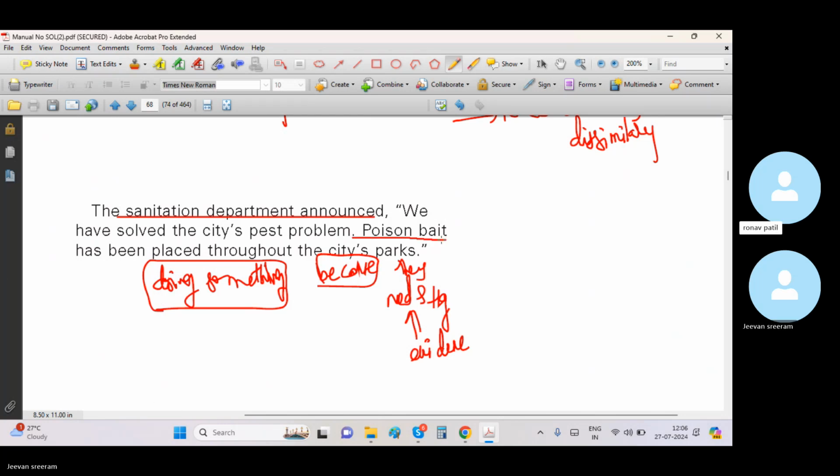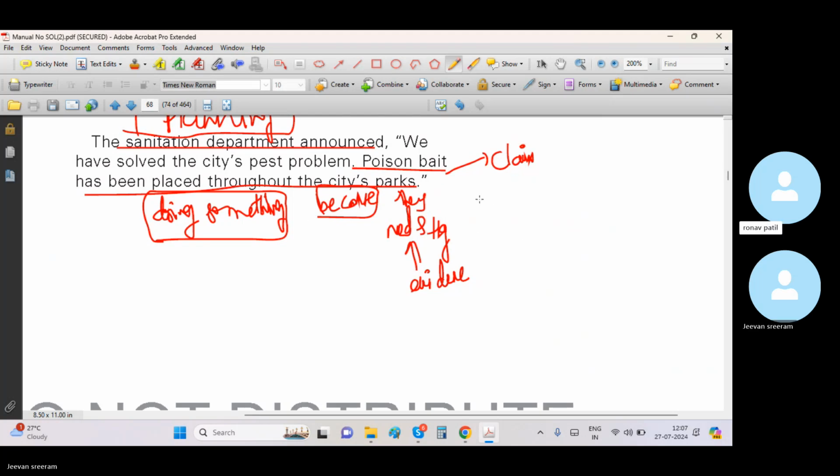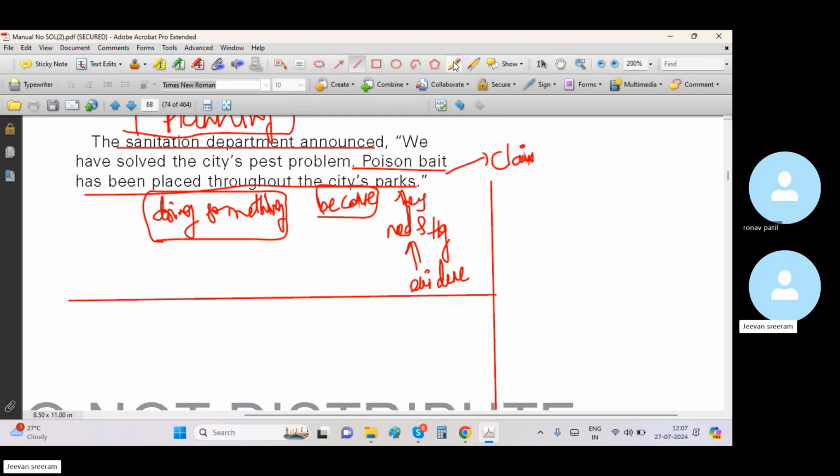So poison bait has been placed throughout the city parks is actually the evidence for the reader. What they did to get the city's problem solved, that is actually evidence. Clear? So whenever you are able to find doing something as a kind of plan, that is the argument of planning pattern. In the argument of planning pattern, the author actually suggests the plan to you.